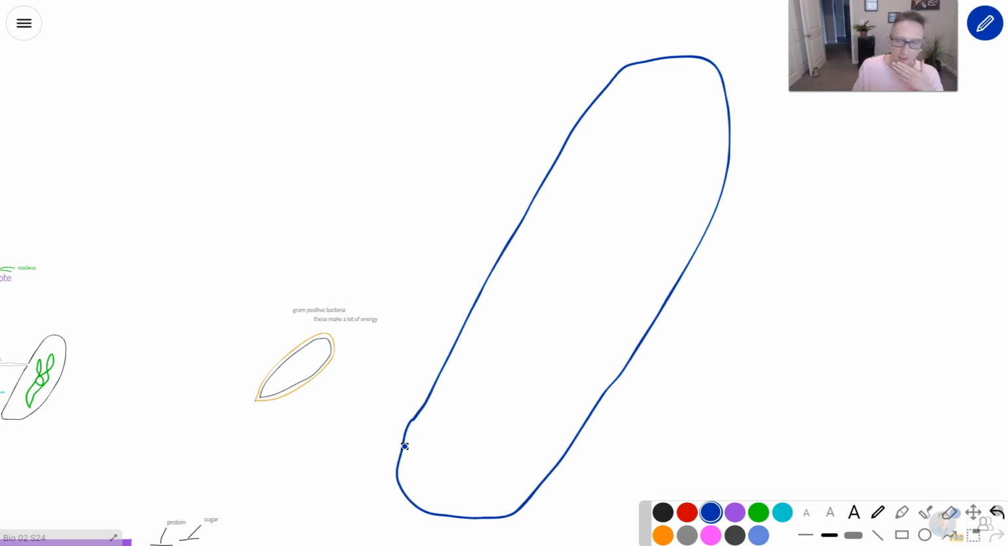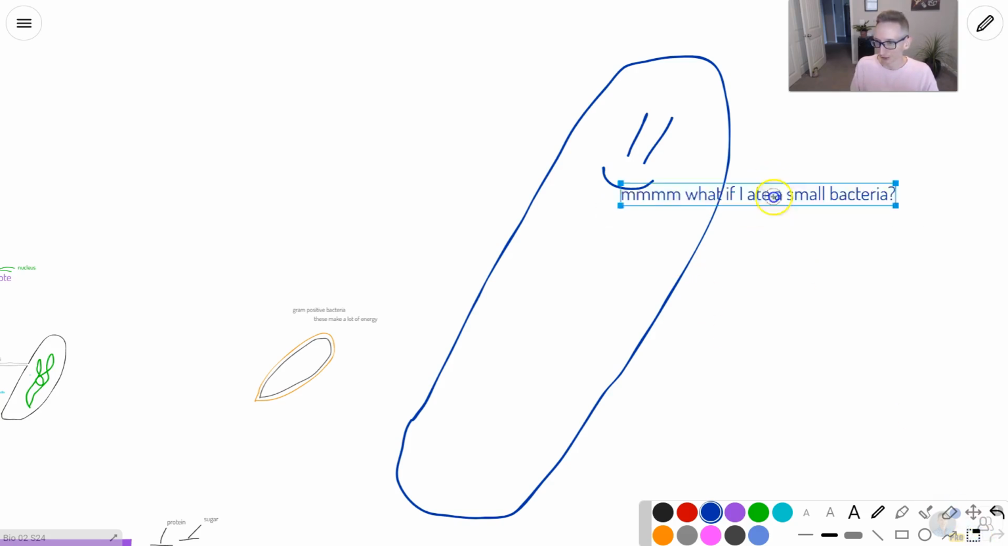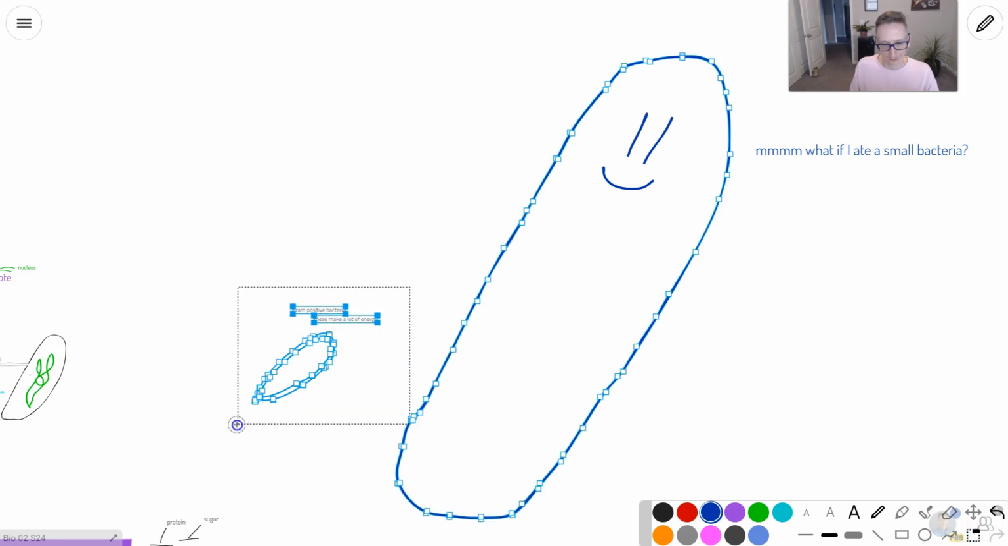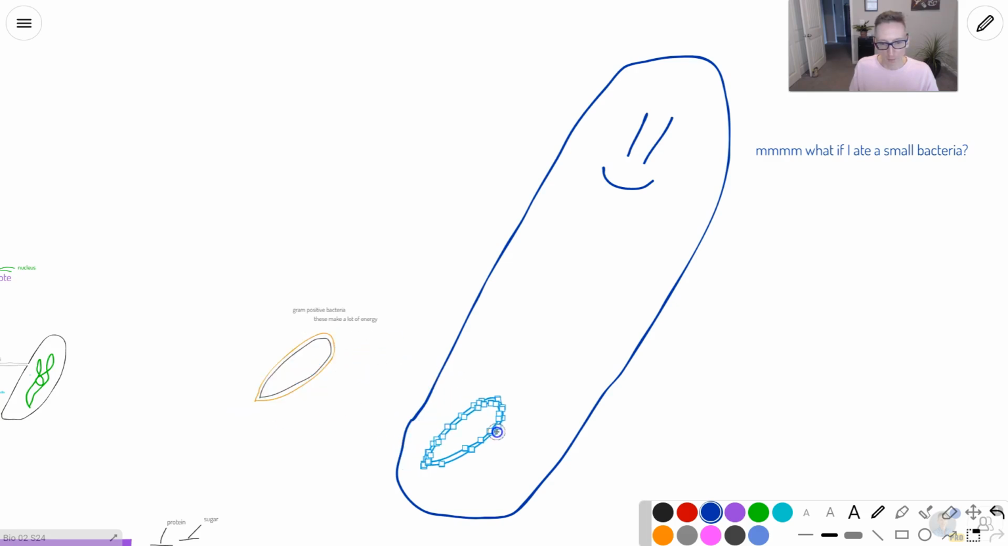Whoa, it's a big bacteria. And maybe one day this bacteria is like, I'm feeling a little hungry. What if I ate a small bacteria? That's the question it asked itself. What if I just engulfed that guy and brought him inside? Copy that boy over. Boom! This boy's making a lot of energy.